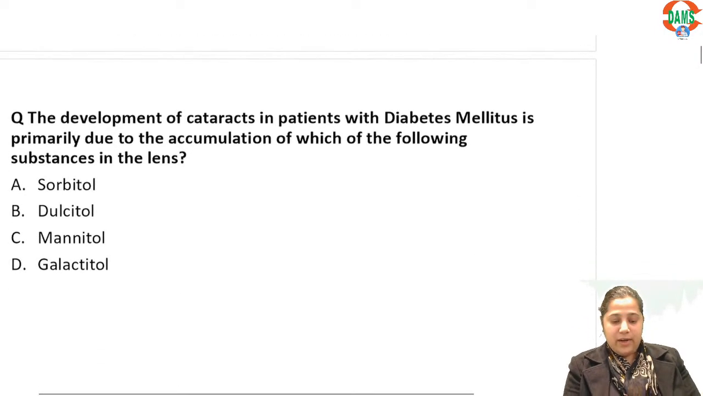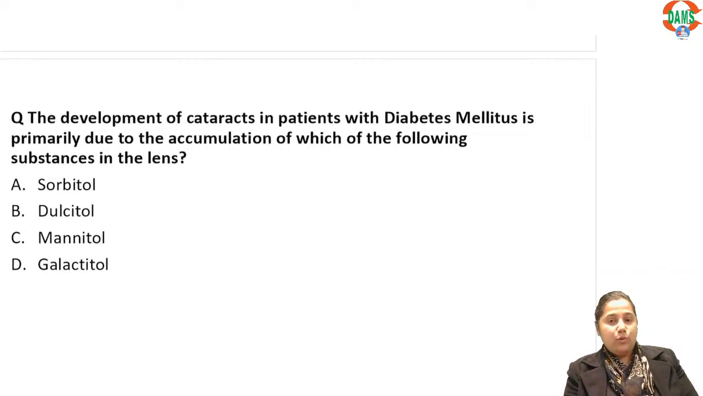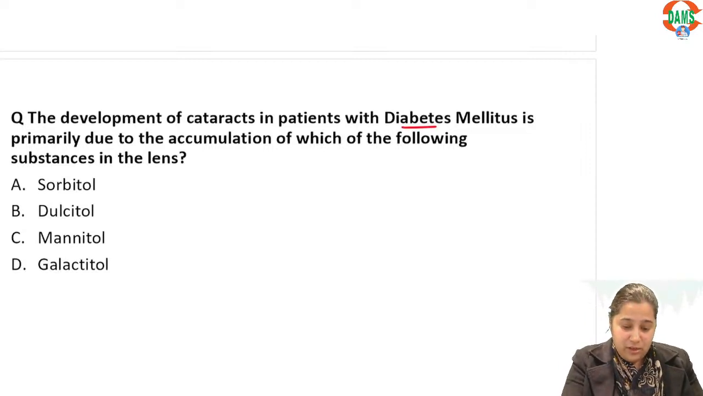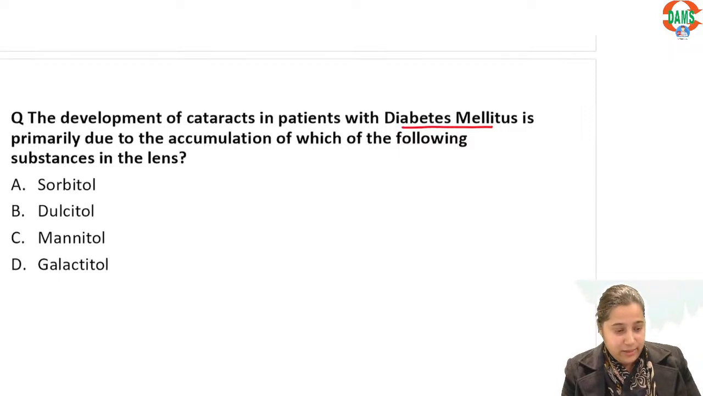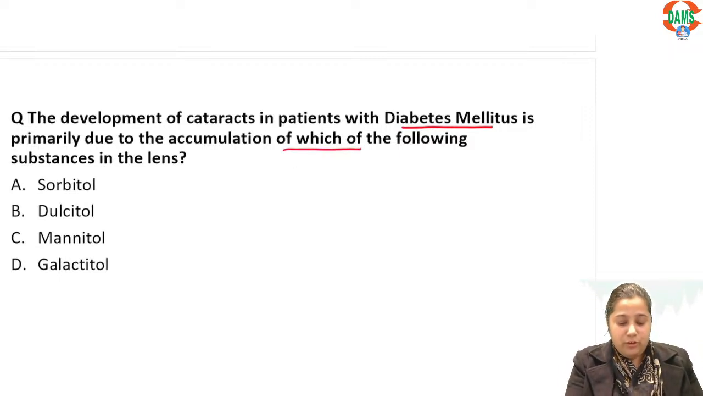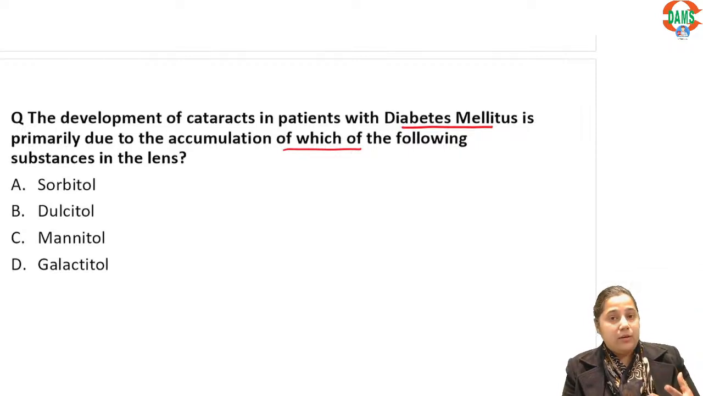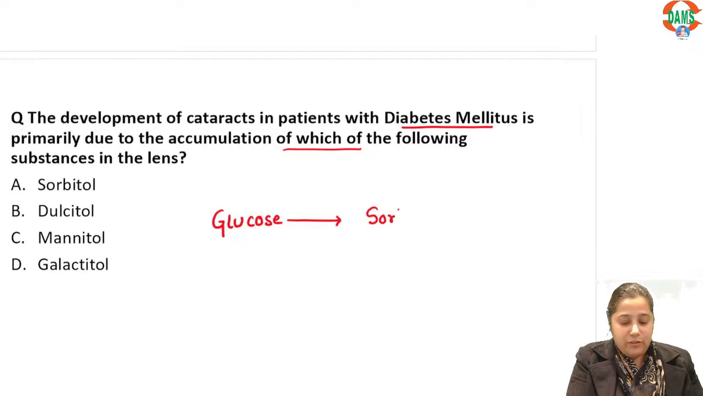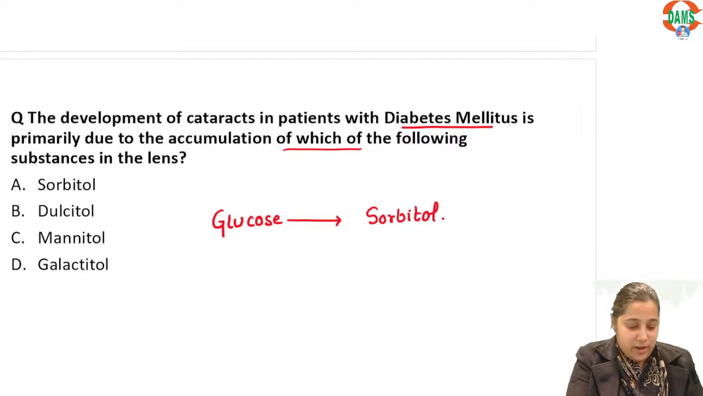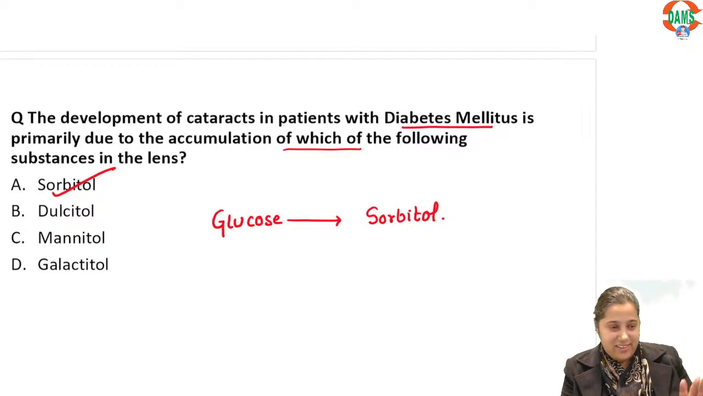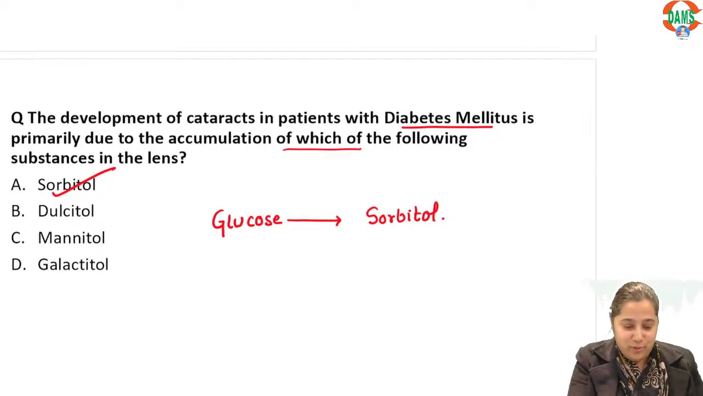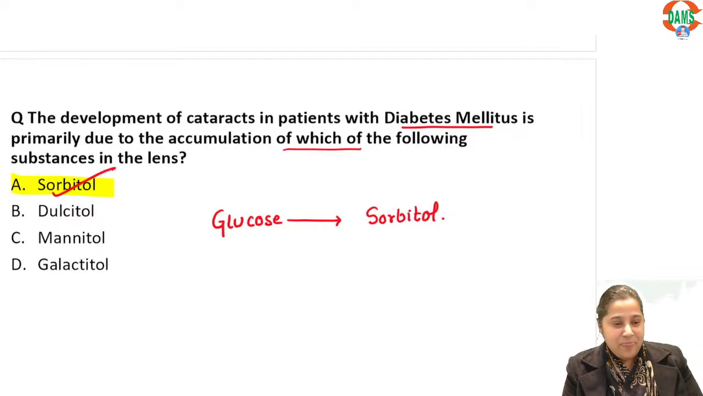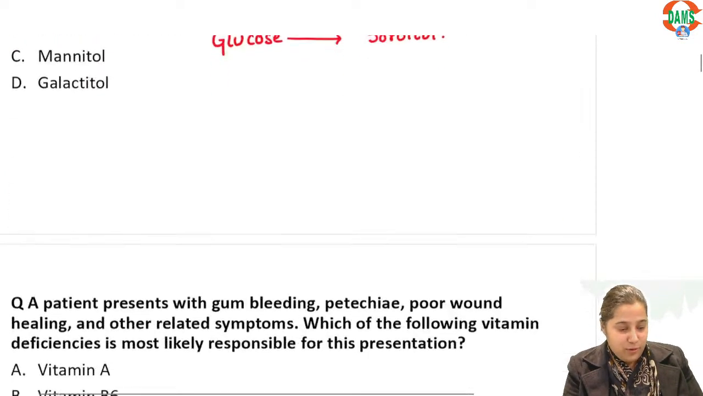The development of cataract in patients with diabetes is due to accumulation of which of the following substance in the lens? Since the question mentions a patient with diabetes mellitus, in diabetics there is accumulation of glucose, and when glucose accumulates, it is converted to sorbitol. This is by the action of the enzyme aldose reductase, and I am sure you all have got this right? So here we are spreading good news only. Biochemistry was good news this time. So this is due to sorbitol.